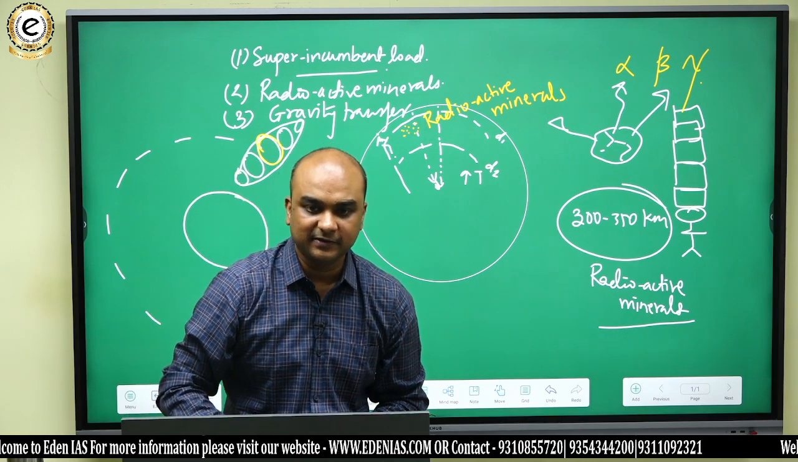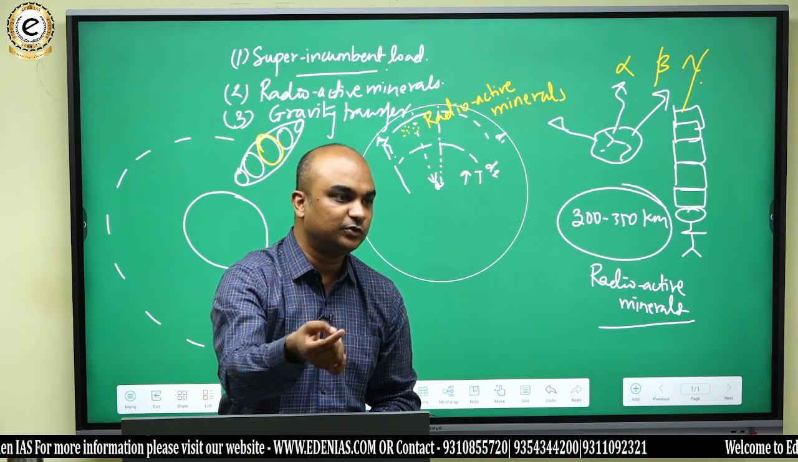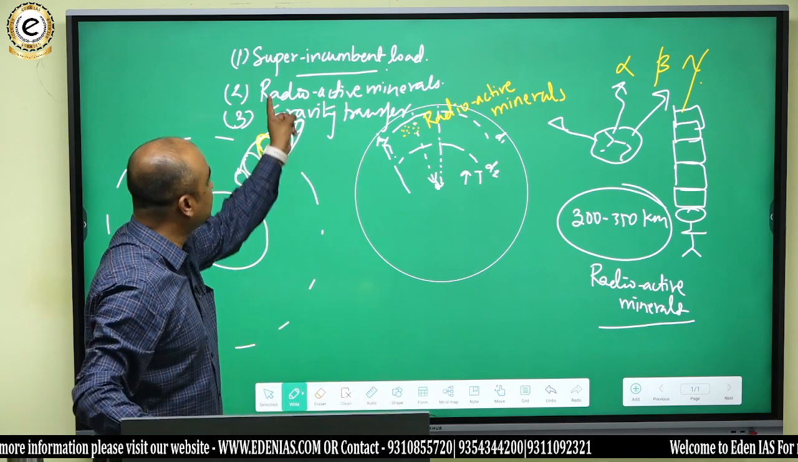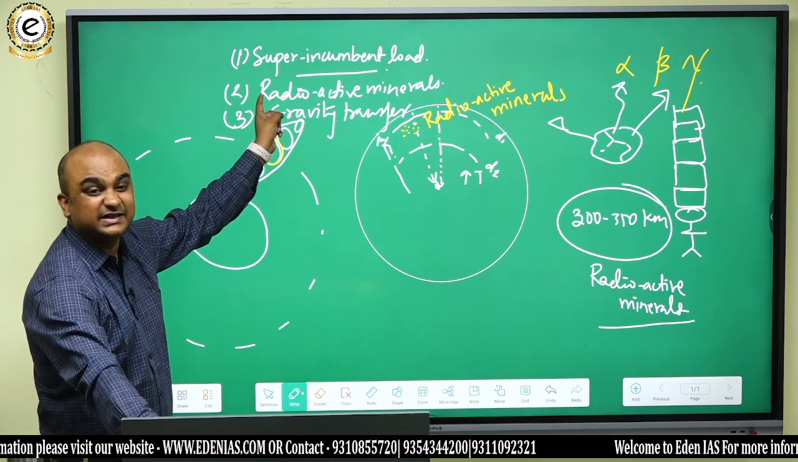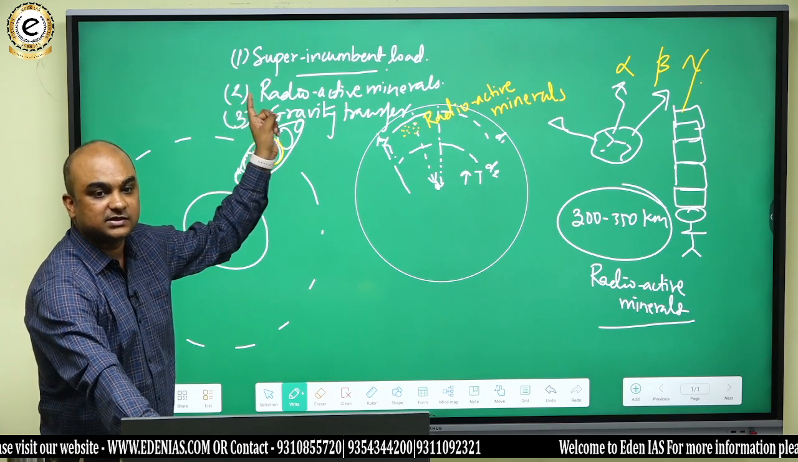ये बात clear हो गई? Clear हो गई आपको? These endogenic forces are generated due to Earth's internal heat, और Earth के interior में heat आया कैसे? Because of superincumbent load. Do you understand that now? Because of the disintegration of radioactive minerals and because of gravity transfer.